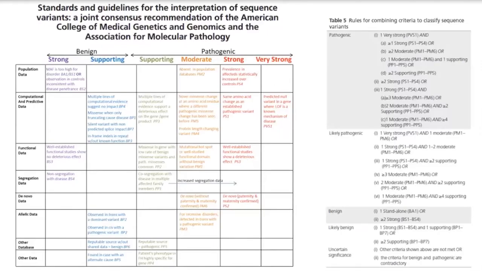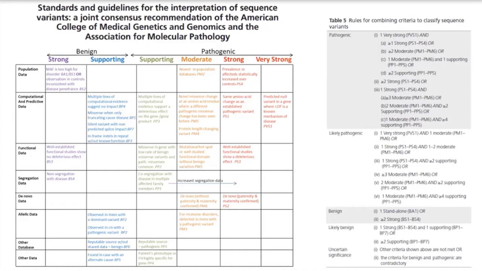To help with this and to establish more of a consistent framework, in 2015, the American College of Medical Genetics and Genomics, in association with the Association for Molecular Pathology, published this joint guideline in which they go through 28 different evidence types and give each of those evidence types a specific weight. All the evidence types are divided into whether or not they contribute to a pathogenic interpretation, those seen on the right, versus those that contribute to a benign interpretation seen on the left. Additionally, the different evidence types are weighted within those categories as supporting, moderate, strong, or very strong evidence.